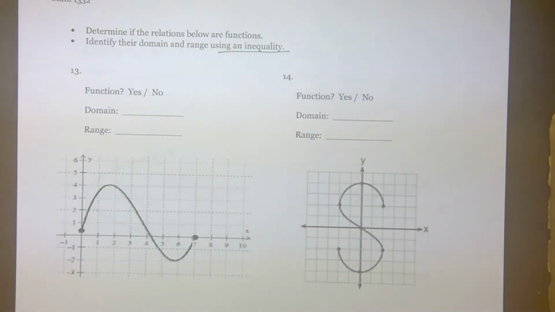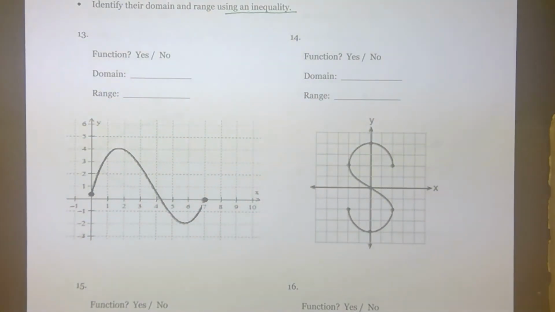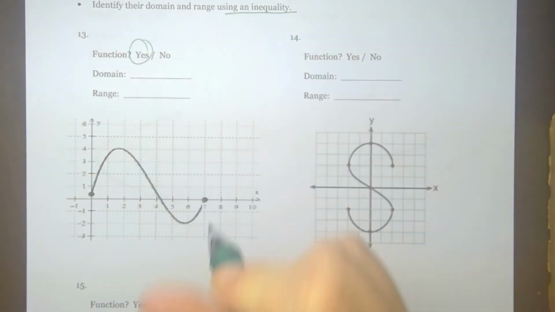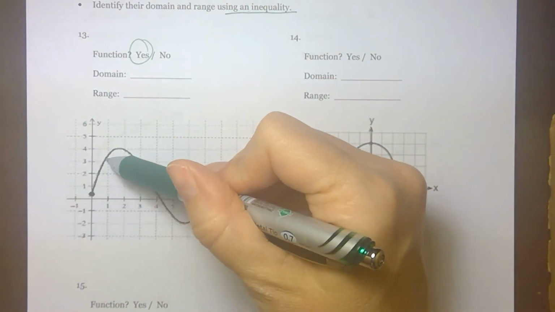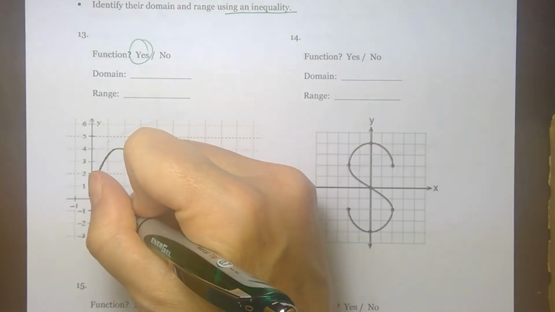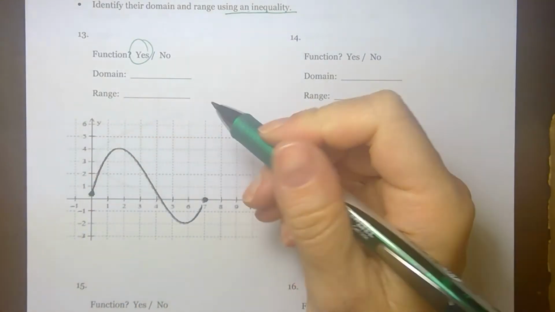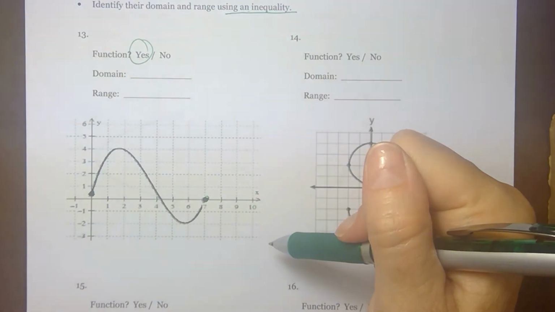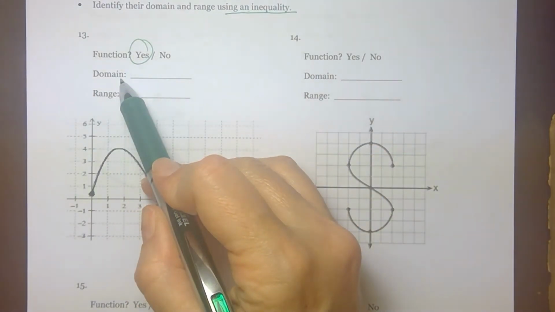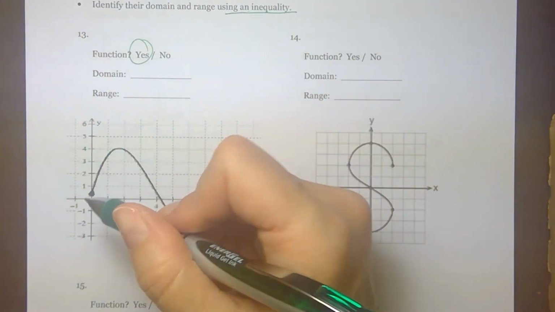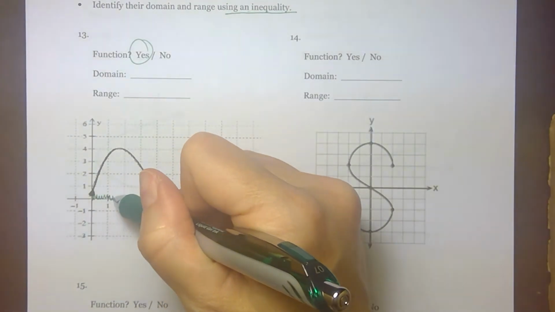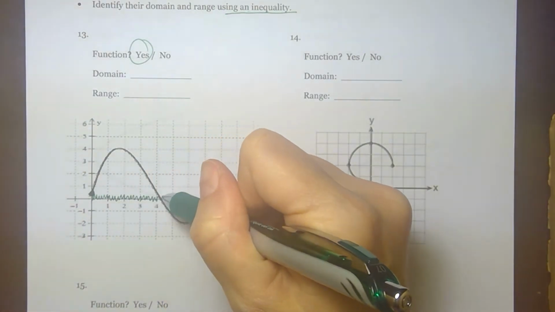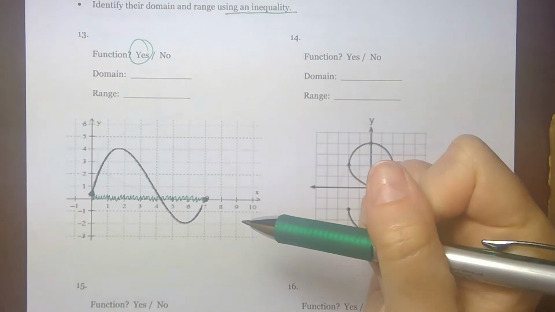What about number 13? Does it pass my vertical line test? Yes, it does. It is a function. Now I see that this wave on number 13 has a specific starting place and it has a specific ending place with filled in dots. If I'm looking for domain, I'm talking about the x values it covers. So I'm interested in the length of the x-axis that is included.